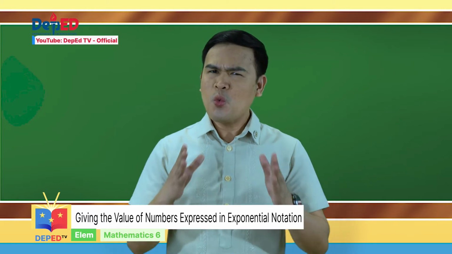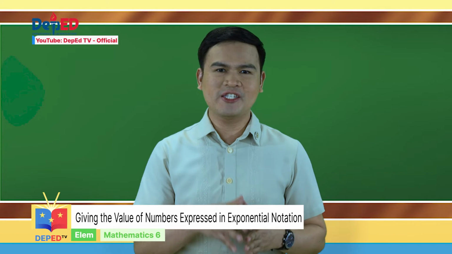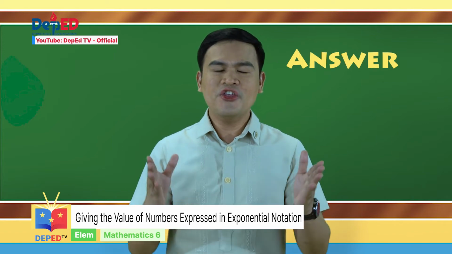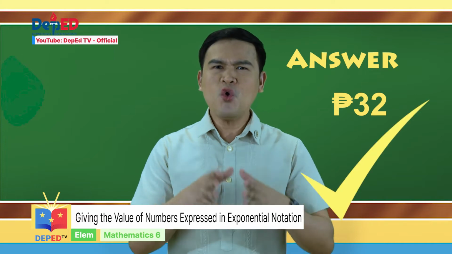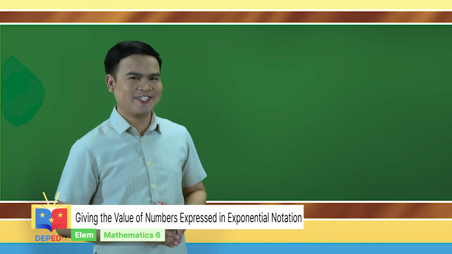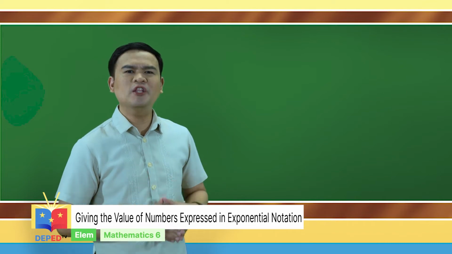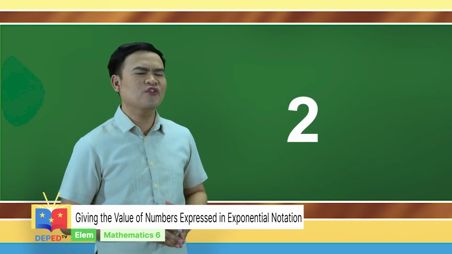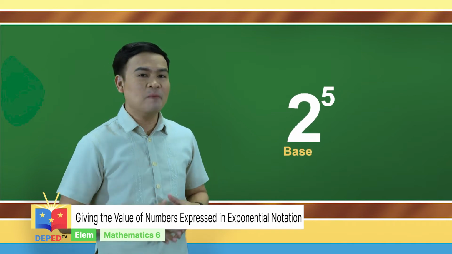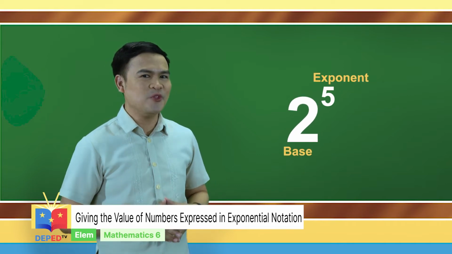So, what is the amount that Rian will save on Friday? If your answer is 32 pesos, you are correct again! How did we get 32 pesos? In the exponential notation, 2 raised to the 5th power, the number 2 is called the base, and the number 5 is called the exponent.